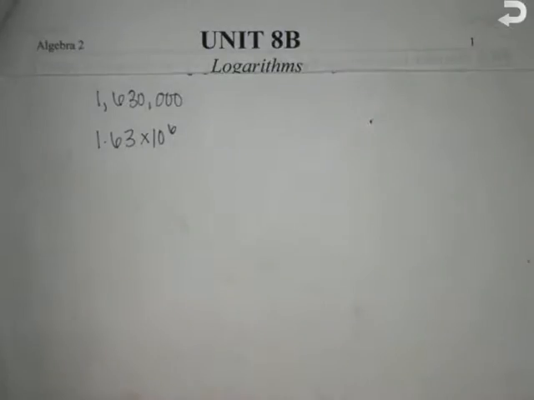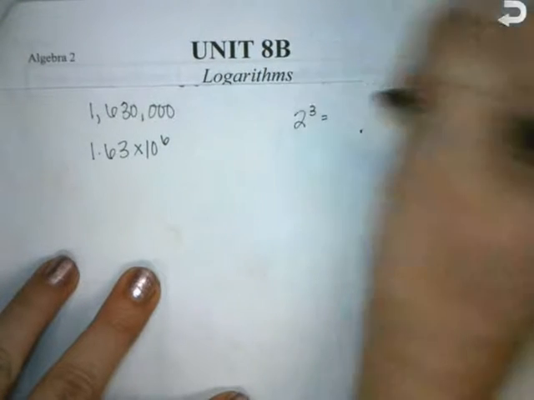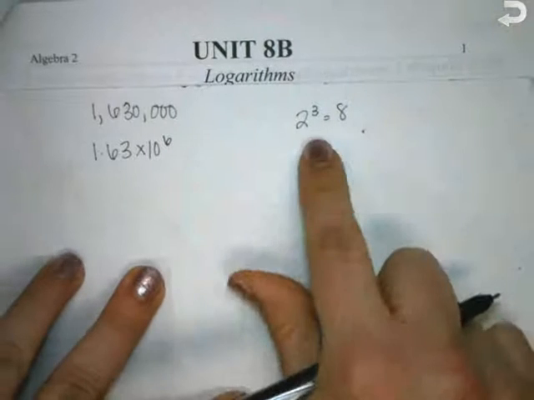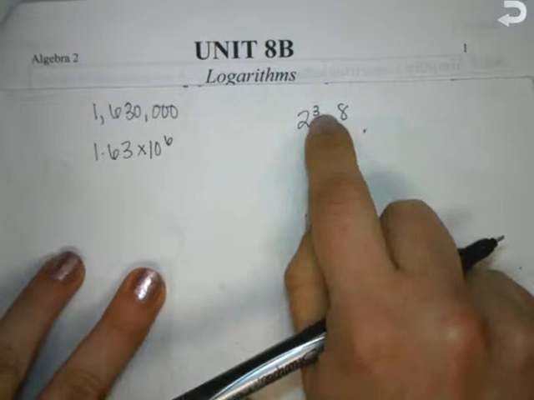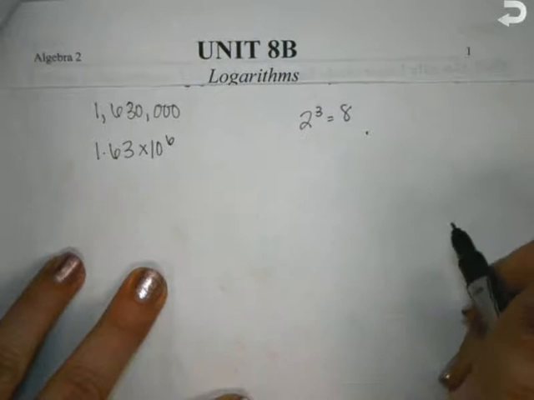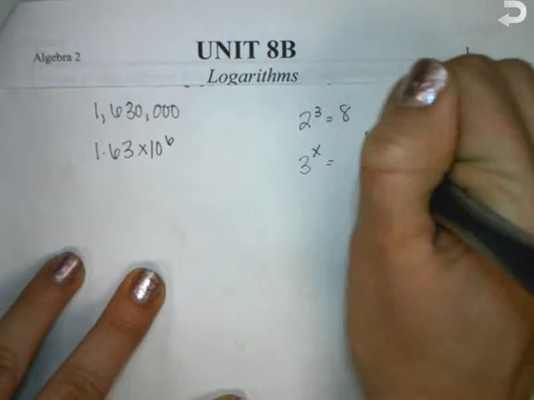With logarithms, what we're doing from now on is just taking exponential functions and equations and rewriting them in a different way. An example of an exponential equation: 2 to the third, which is equal to 8, right? We have a base, we have an exponent, and we have our answer. Another example of an exponential equation: 3 to the x equals 12.